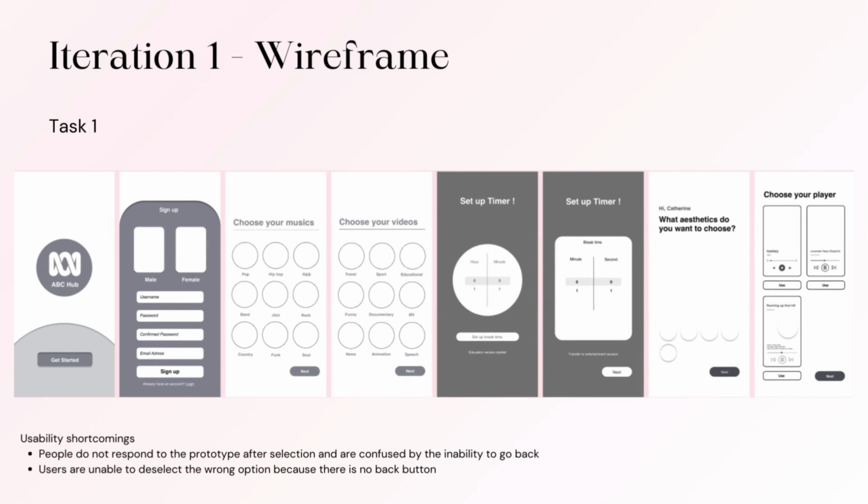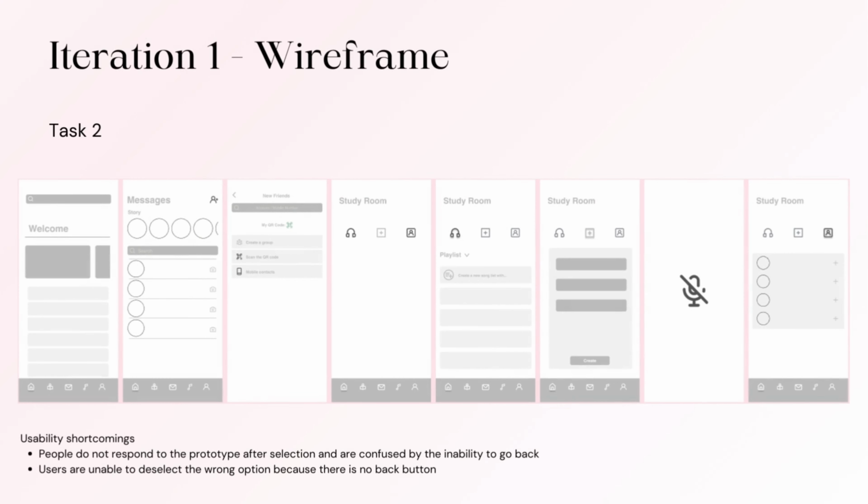After the paper prototyping, the first interactive wireframe was created. I evaluated with two users and found several conceptual and usability errors, such as people being unresponsive to the prototype after selection and confusion about being unable to go back. Users were also stopped from deselecting the incorrect option by the absence of a back button.